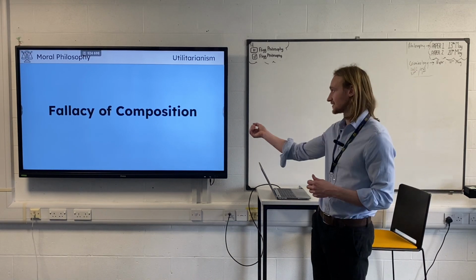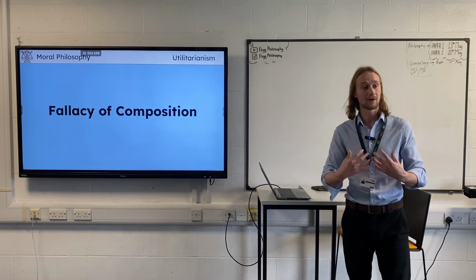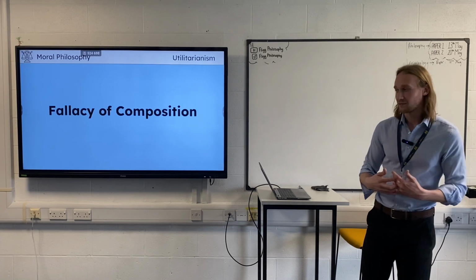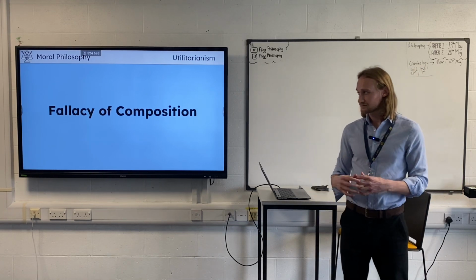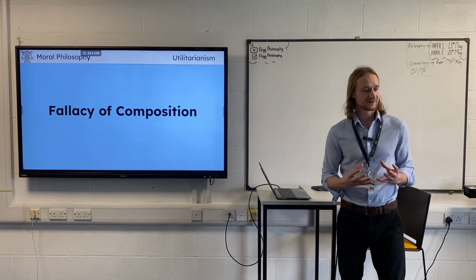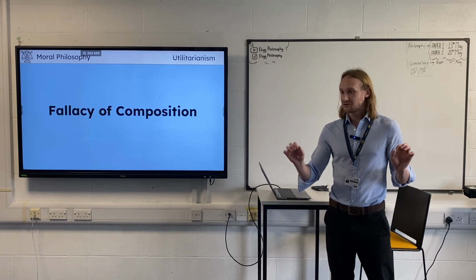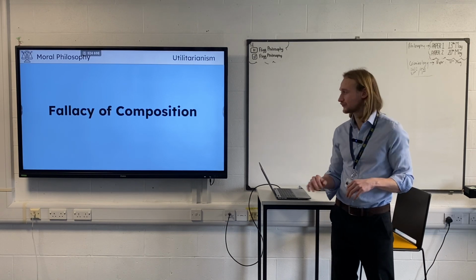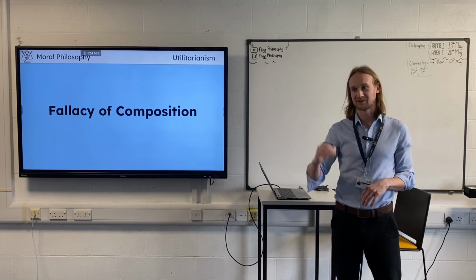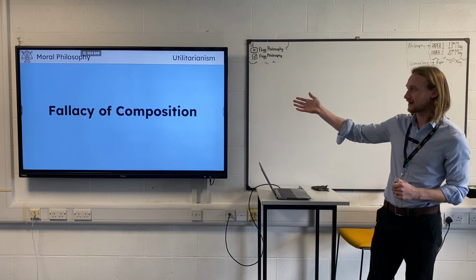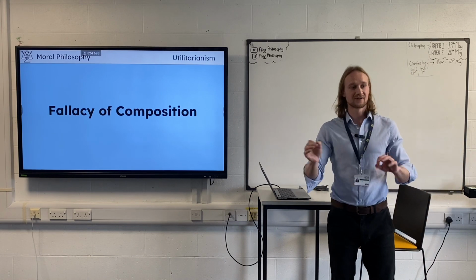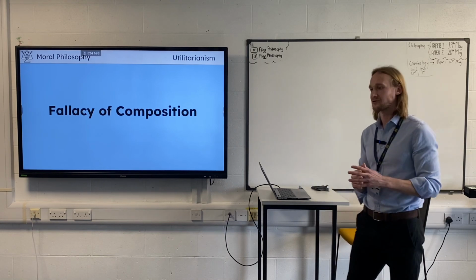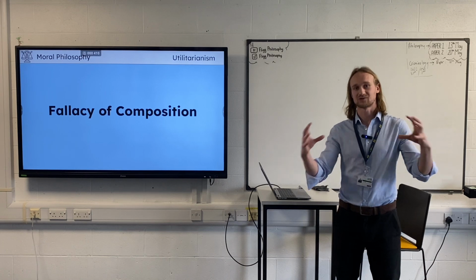The second is known as the fallacy of composition. Now, this is a fallacy that comes up a lot in our moral theories and also in arguments for God as well. In brief form, the fallacy of composition is the idea that just because each individual part has the property X doesn't mean the whole also has the property X. So it's basically to say that just because each individual wants happiness doesn't mean the collective should want happiness. Or just because what's true of each individual does not mean it's true of the collective.